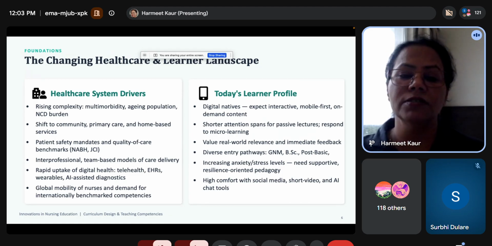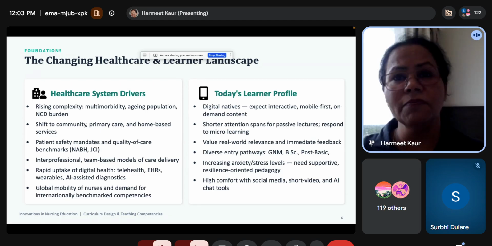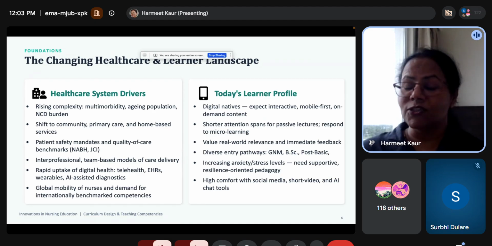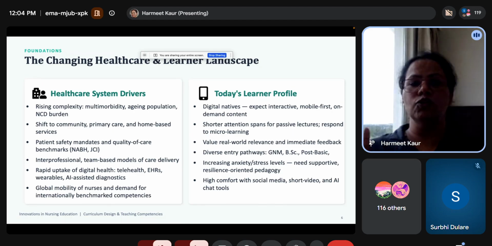Then is global mobility of nurses and demand for internationally benchmarked competences. Because nowadays, particularly in Punjab, if you talk about my institution, I think 70% of students are going abroad. We have to prepare them for the global market. Because nurses are moving abroad, and they should be able to transition to that international environment very well. So we need to prepare accordingly.